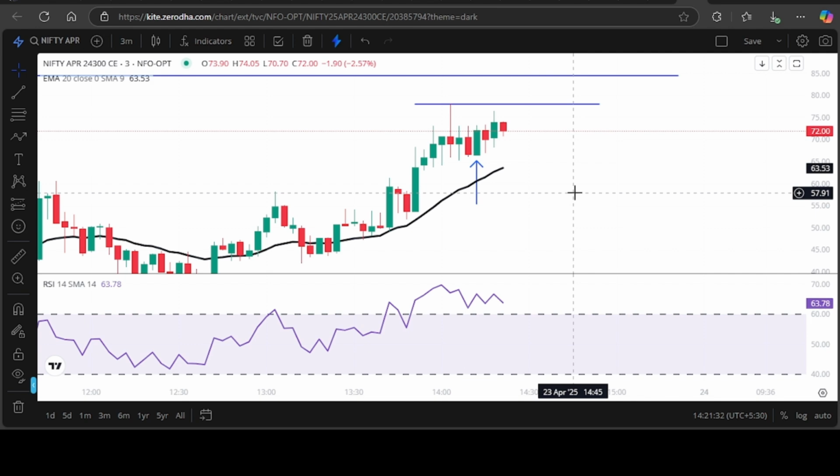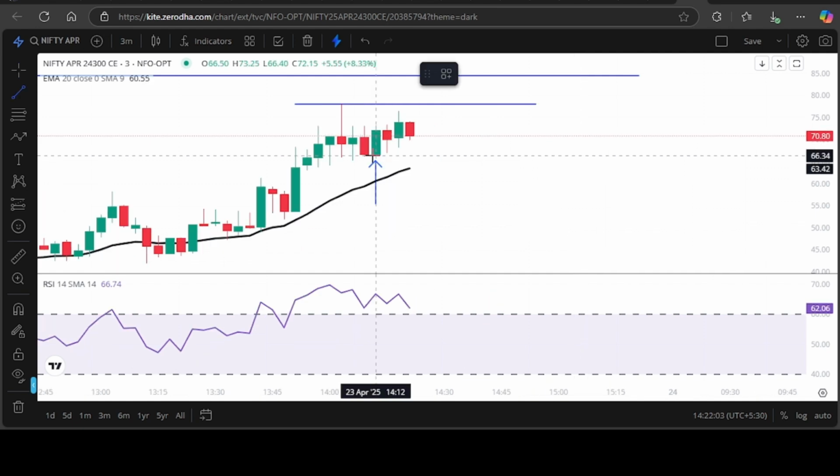There are so many hidden things in each candle. Each candle can be read and it can be analyzed as per the previous moves of the previous candles. I'll also mark a trend line.